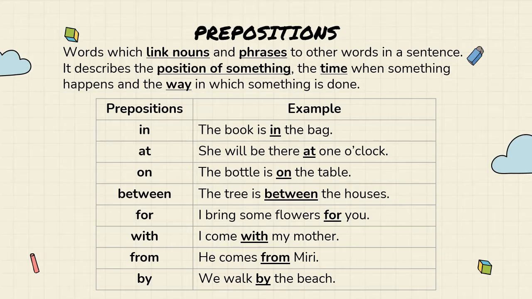At. Here we are talking about the time. She will be there at 1 o'clock. On. The bottle is on the table. So you can see that the bottle is already on the table. Between. The tree is between the houses, meaning there are 2 houses and the tree is between the houses.